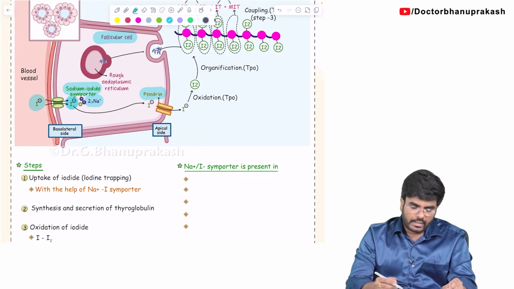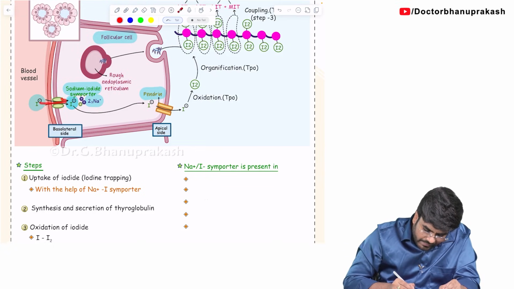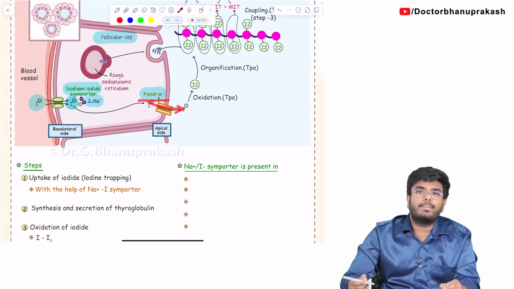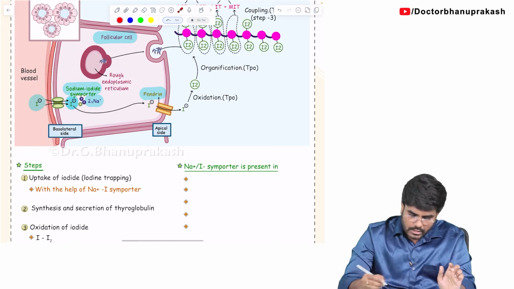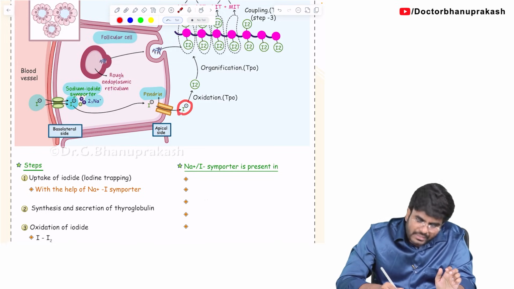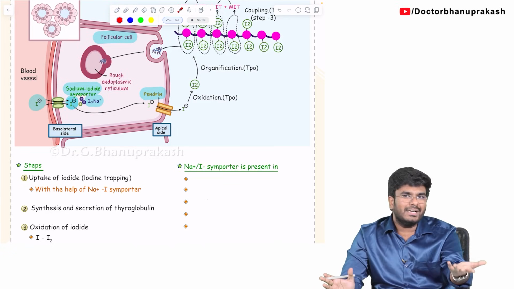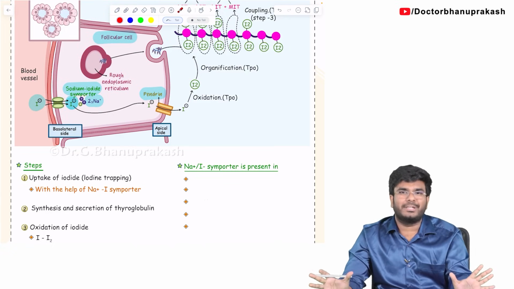Now tell me, our hero enters the cell with the help of the sodium-iodide symporter and exits out of the cell with the help of a transporter called pendrin. Entry, exit. So now tell me, finally, our iodide came into the colloid. So he is very happy. He is looking at the thyroglobulin and he is very much excited.